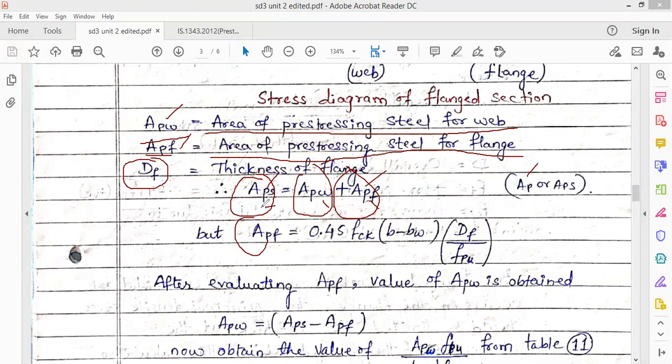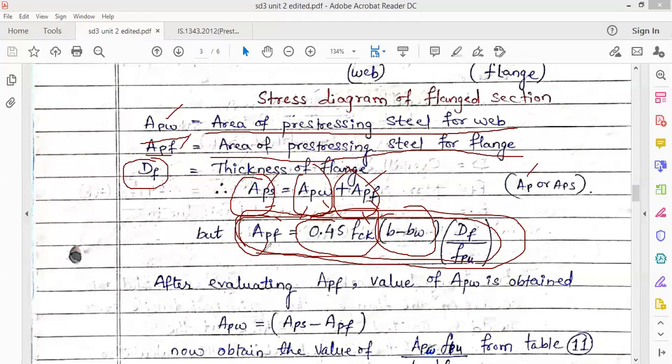But total steel will be provided to you, and you need to calculate APW. So how can I obtain APW? At least I must know this APF. So the APF value can be obtained by this equation provided. APF is equal to, as we have just seen, 0.45 FCK into (B minus BW) into DF, divided by FPU. By this equation, I can obtain the value of APF.